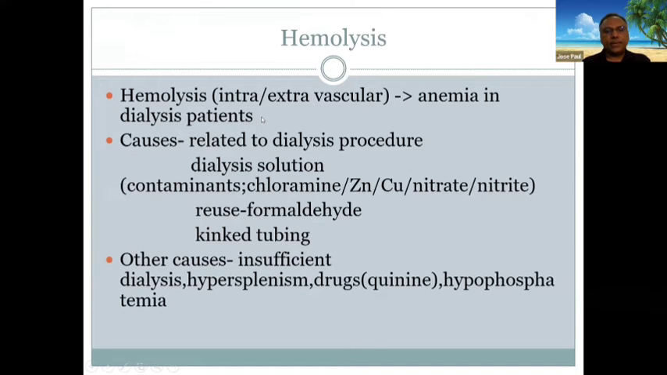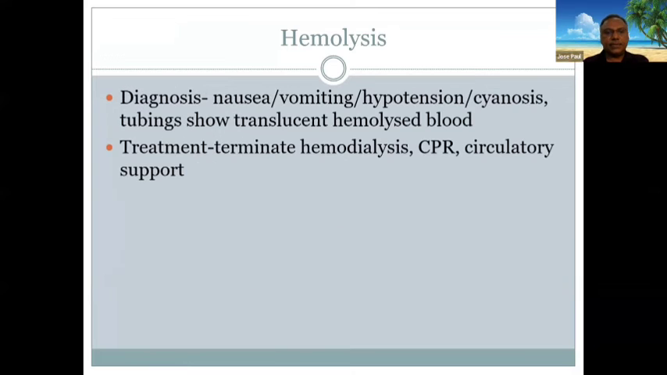Hemolysis can be intra or extravascular, and it can lead to anemia in dialysis patients. And causes are related to the dialysis procedure, dialysis solution contaminants like chloramine, zinc, copper, nitrate or nitrite, reuse formaldehyde when the formaldehyde is not properly washed off, and whenever the tubings are kinked. Other causes include insufficient dialysis, hypersplenism, drugs, quinine, and hypophosphatemia. These also can lead to hemolysis, which can manifest itself in the dialysis patients.